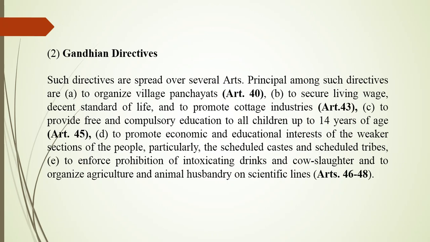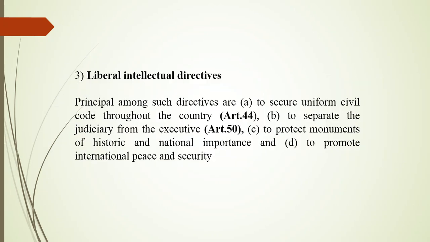All these things come under Gandhian directives, and the last one is the liberal intellectual directives, and the articles in this section are Article 44, Article 50. Among such directives are to secure a uniform civil code, as I have already mentioned before in Article 44, and to separate the judiciary from the executive. This is a very important part of the constitution. We have to take care of Article 50 so that we can implement it in a better way, and to protect monuments and places of historic and national importance, heritage buildings, and to promote international peace and security. All this comes under liberal and intellectual directives.